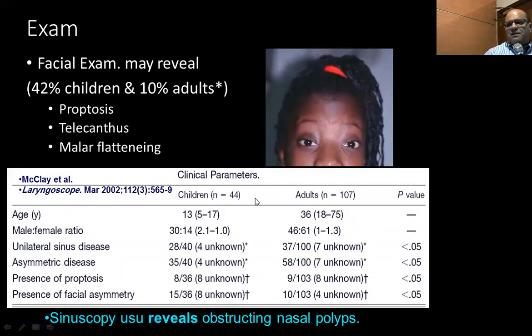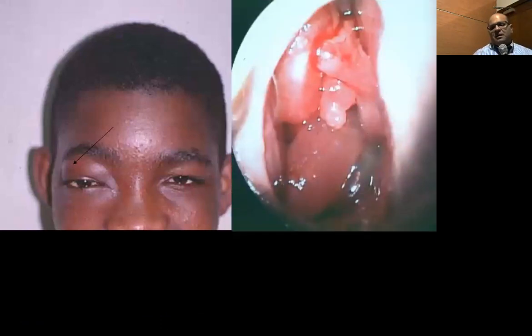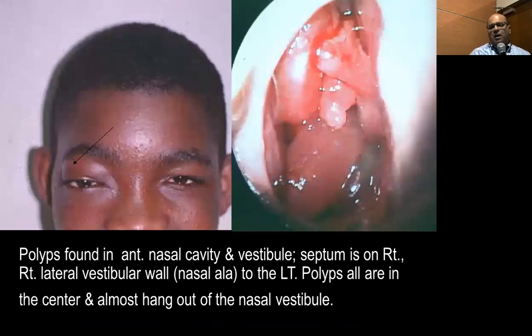This is an example of somebody who has allergic fungal sinusitis. They present with proptosis, telecanthus, and malar flattening. And why am I stressing allergic fungal sinusitis? You get a biopsy or a swab from the nose or sinus, and bingo, there's Aspergillus. Oh my God, let's go and treat the Aspergillus. And it's a different ball game, really.